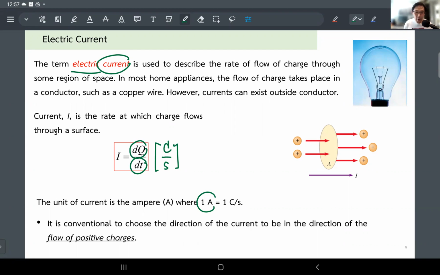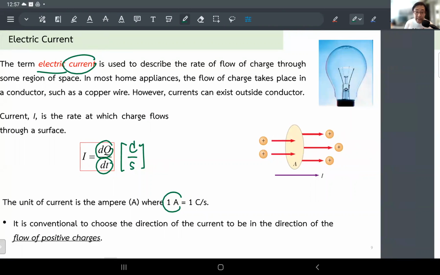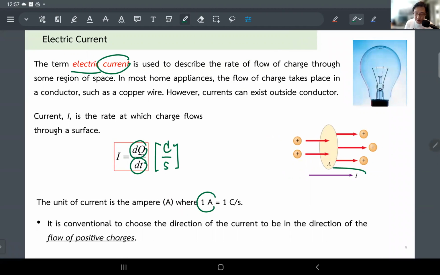Okay. So what we have over here is the flow of the positive charge will determine the direction of the current flow. All right. So even though in reality it is the electron that's going backward, right? But we can imagine everything to be positive. It's kind of easy.